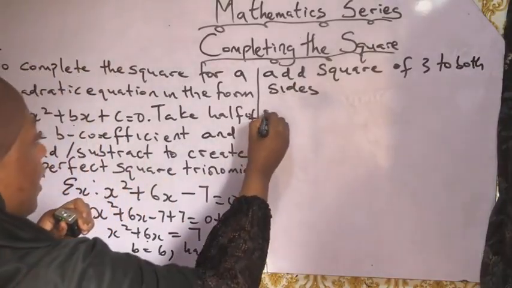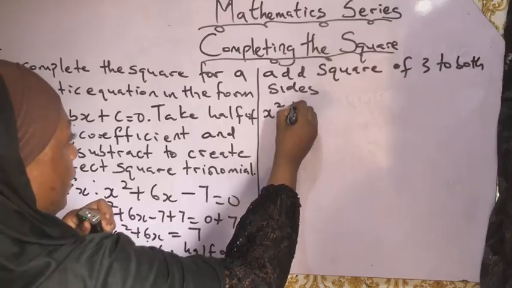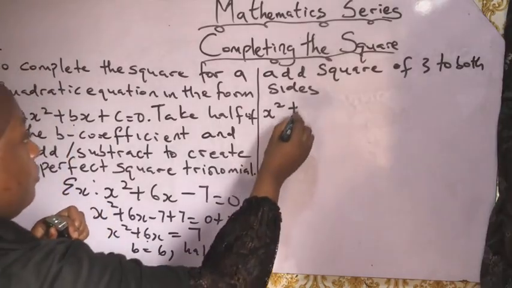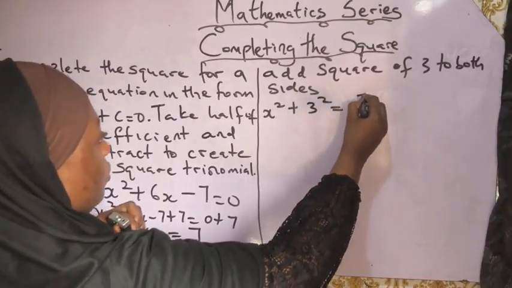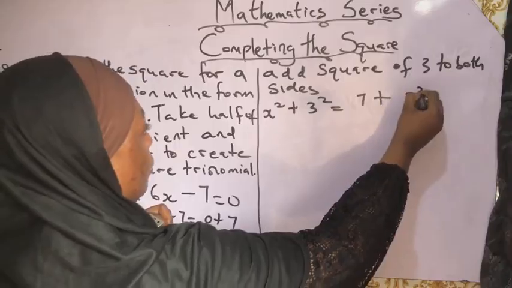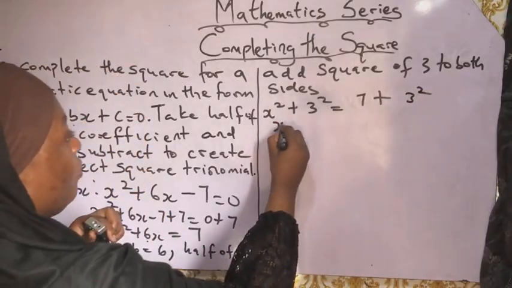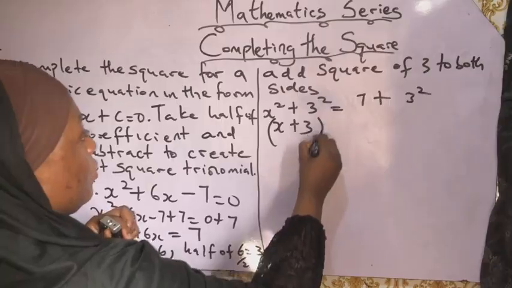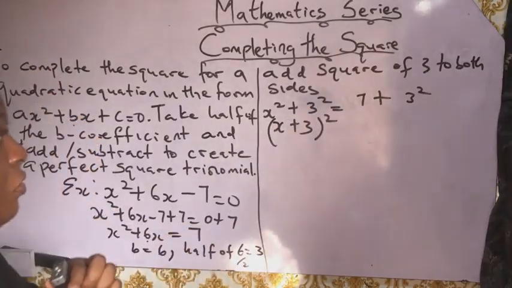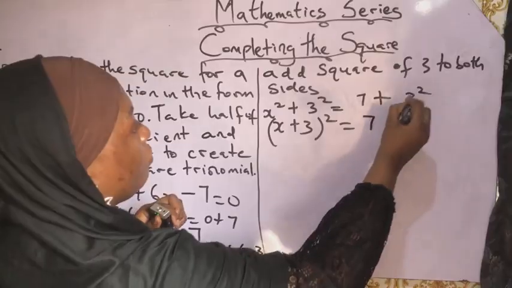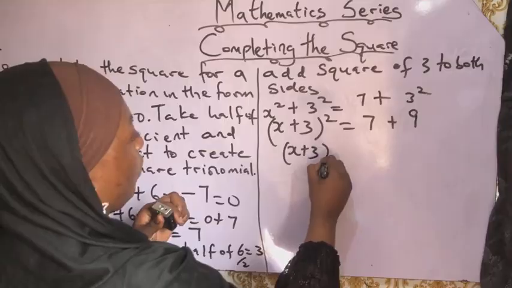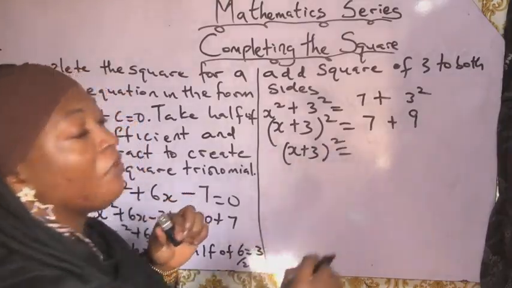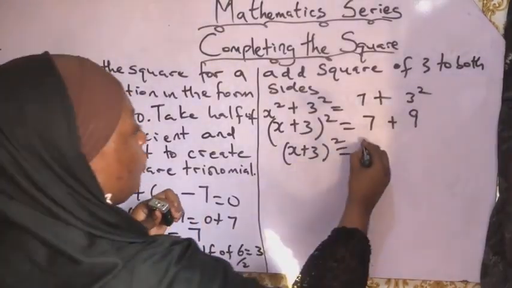That will be x squared plus 3 squared is equal to 7 plus 3 squared. So here we have a square, so you have x plus 3 squared, because the square is common to both sides, is equal to 7 plus 3 squared, which is 9. So x plus 3 squared equals 7 plus 9, which gives 16.